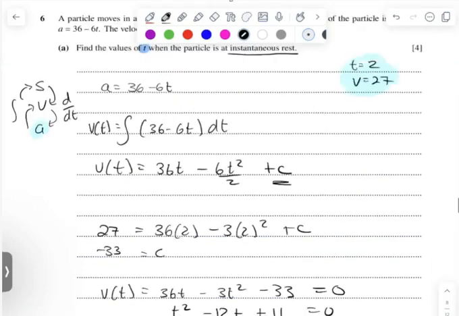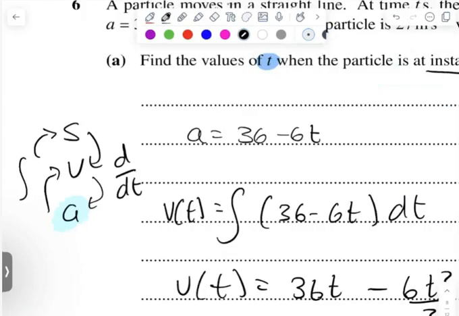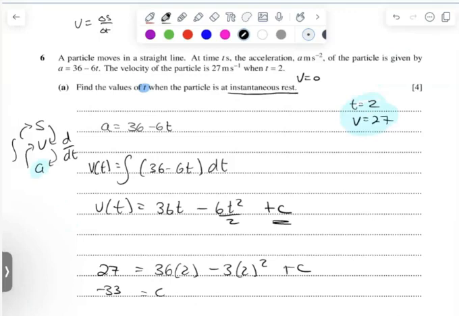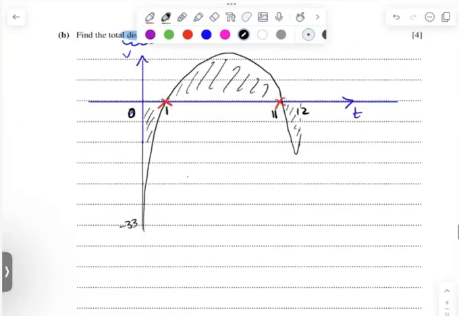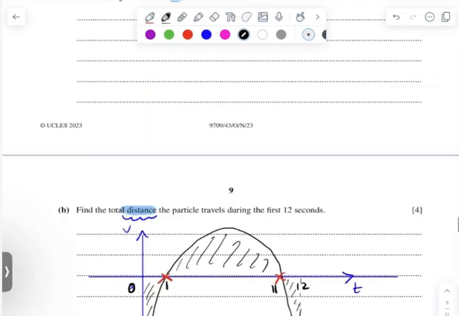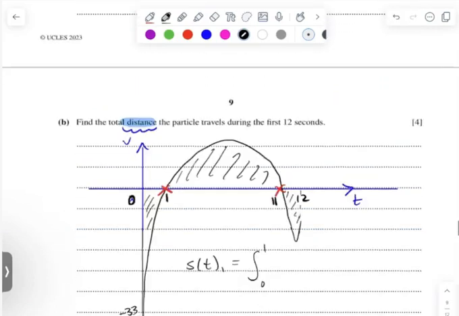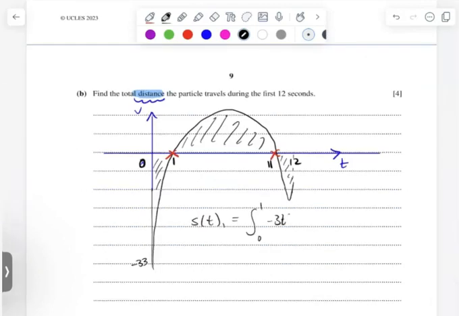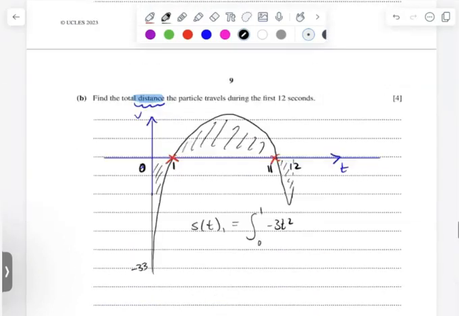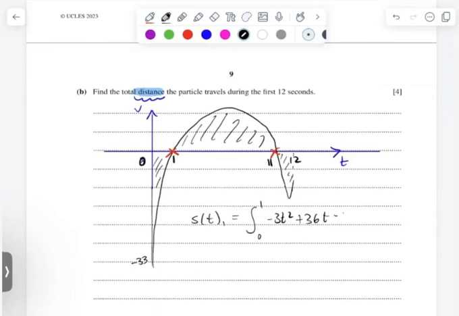And if we look over here, we are going up to distance, so we're integrating. But in this case, they want it in specific. They want to know what is the distance between these two times. So I'm not going to look for an equation necessarily. I'm just going to integrate each section. Okay, so my distance, let's just say distance 1, is the integral between 0 and 1 of minus 3t squared plus 36t minus 33.